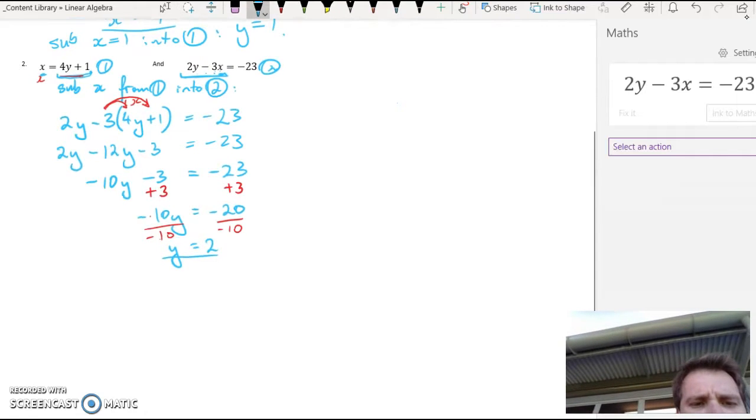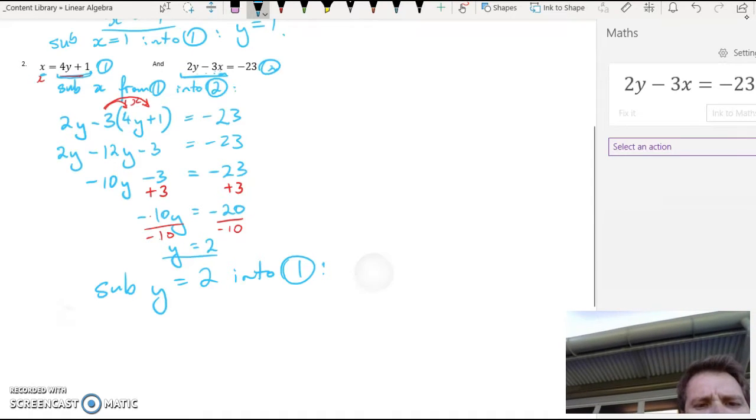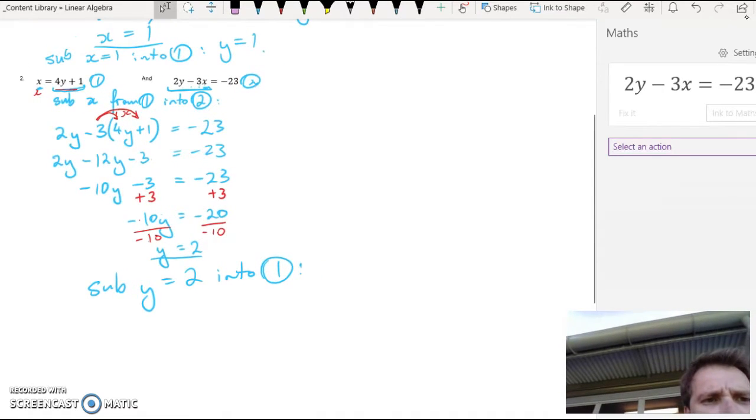So we've solved for y, so we end up saying sub y equal to 2 into, now we can do either equation 1 or equation 2. The easiest one is to do 1 in this case. So let's substitute y equal to 2 into equation 1. So I'm rewriting equation 1.